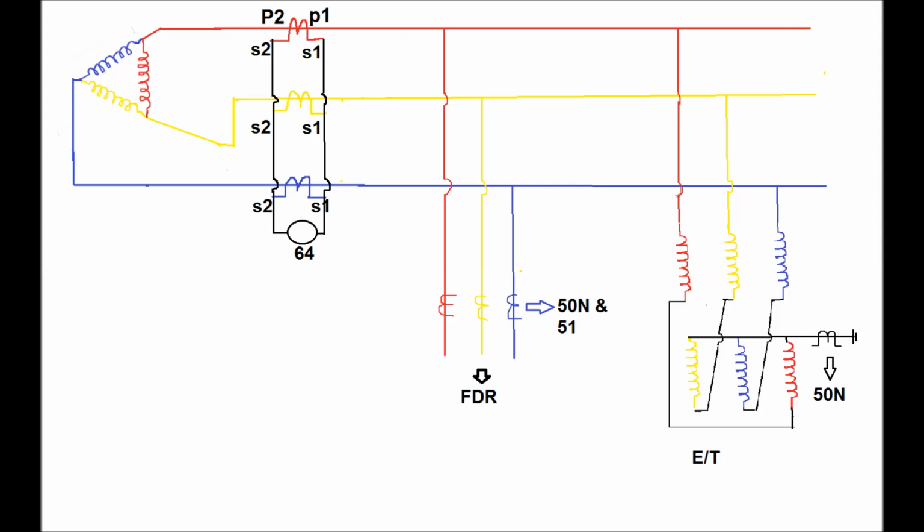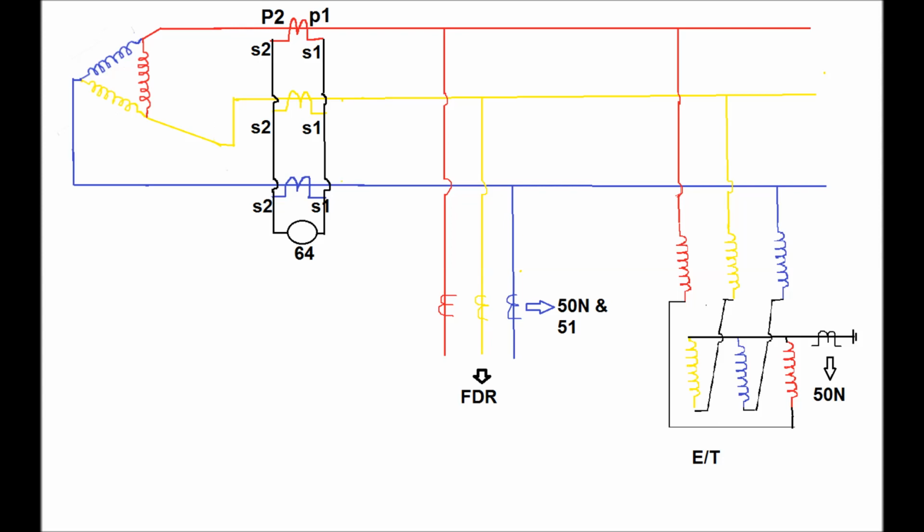In a delta connected system there is no neutral point. So to provide a neutral point in the delta connected system, an earthing transformer is connected to the main bus of the delta side of the transformer.